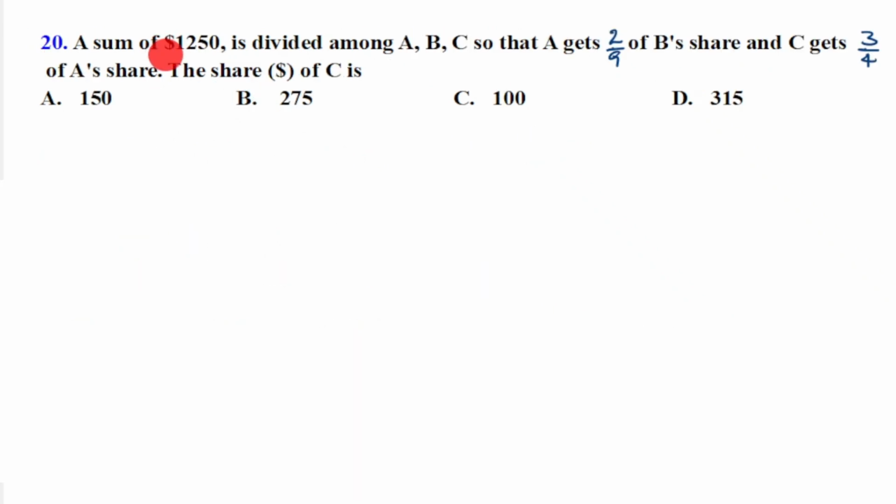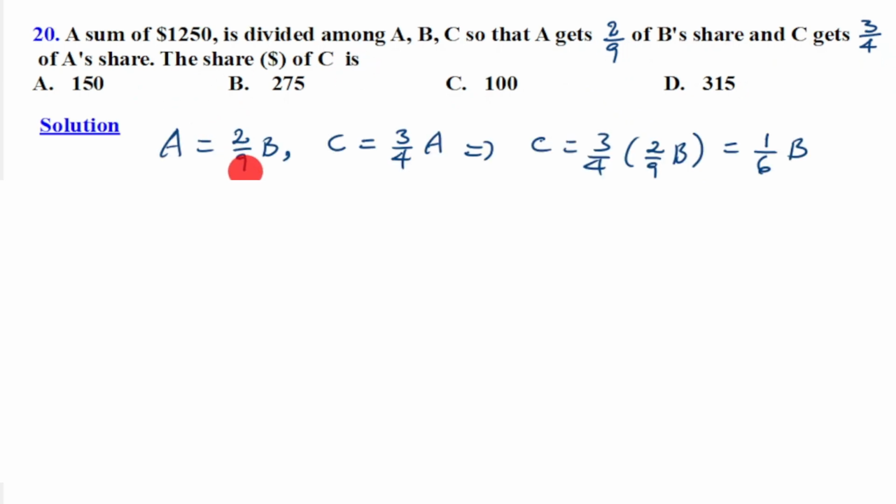20. A sum of $1,250 is divided among A, B, C so that A gets 2/9 of B's share and C gets 3/4 of A's share. The share of C is? A gets 2/9 of B, C gets 3/4 of A. Now in place of A we can insert 2/9 of B. So C is equal to 3/4 times 2/9 of B. When we simplify, you will get 1/6 of B.